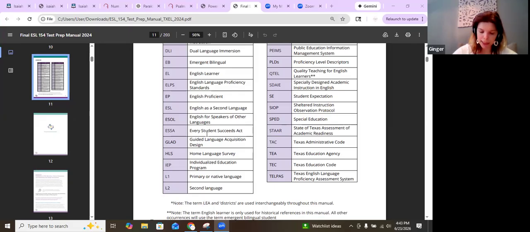ESSA, Every Student Succeeds Act, focuses on providing appropriate language supports to enable EL students to reach high levels of academic achievement in the same academic subjects and opportunities as native speakers.